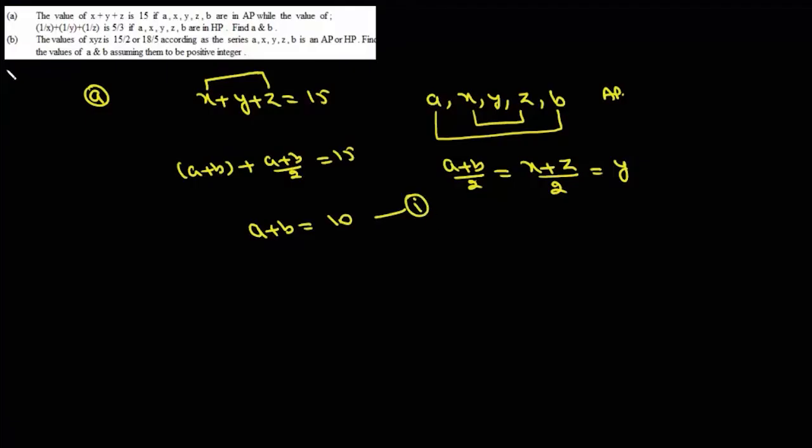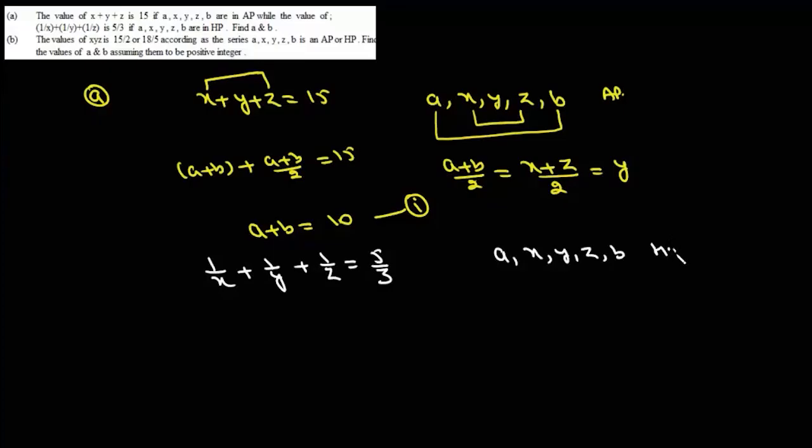Now in the second part, it says if 1 by x plus 1 by y plus 1 by z equals 5 by 3, and if a, x, y, z and b are in HP, find the value of a and b. Now if they are in HP, then 1 upon a, 1 upon x, 1 upon y, 1 upon z and 1 upon b are in AP. That means again the arithmetic mean of terms equidistant from the beginning and end will be the same.